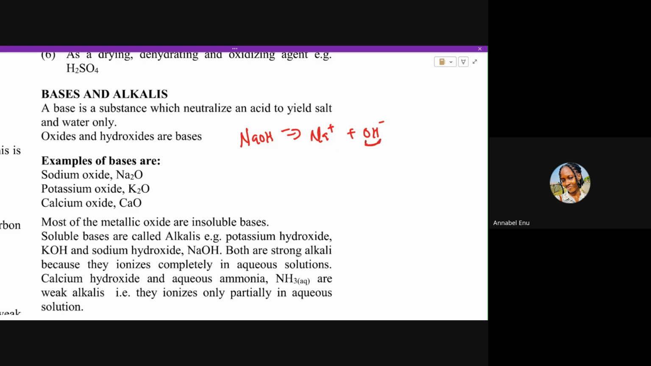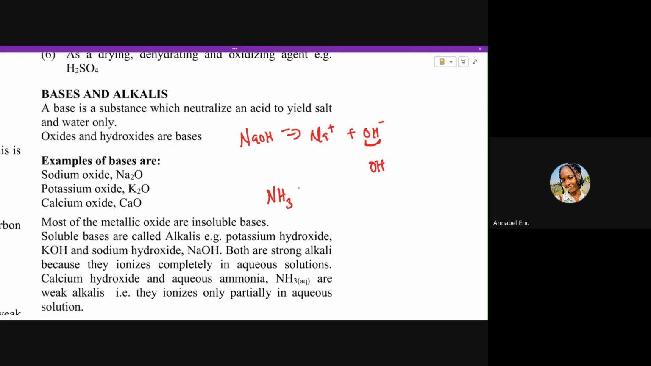So mostly when we see an OH group in a compound, we can identify that compound and call it a base. But that is not the only way we can know a base, because even ammonia is also a base. So there is more than one scientist that has something to say about what an acid or a base is. This one that has to do with hydroxide ion is a common one that you can detect easily for your level.